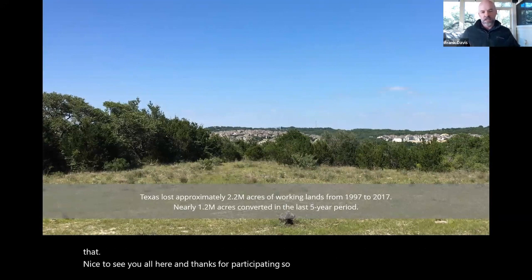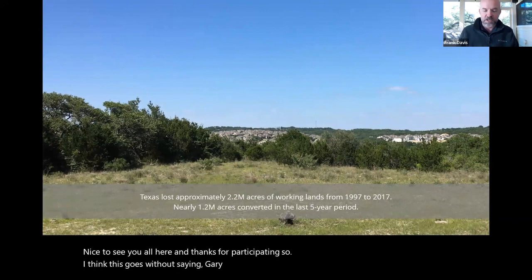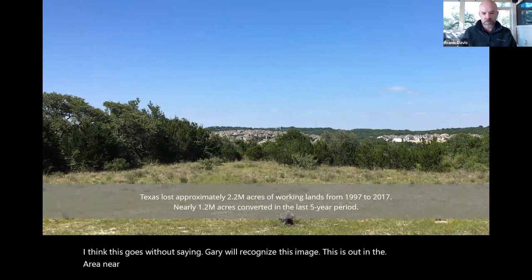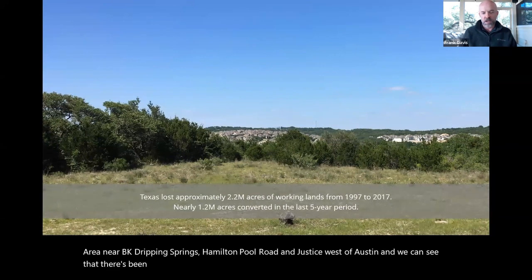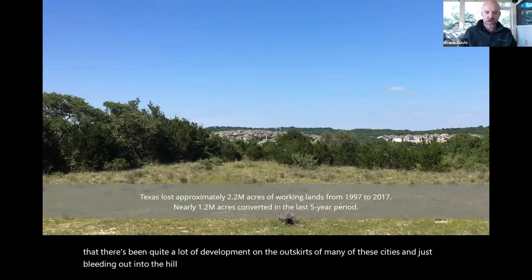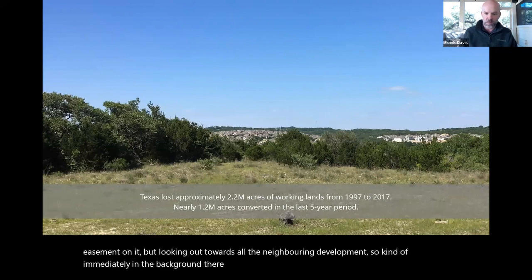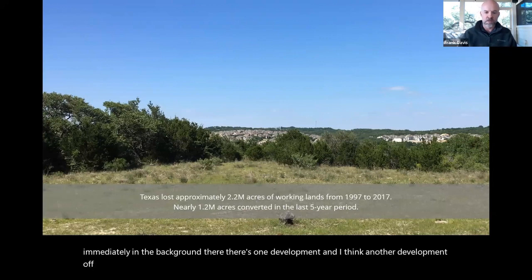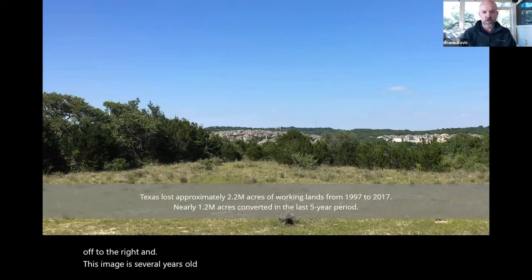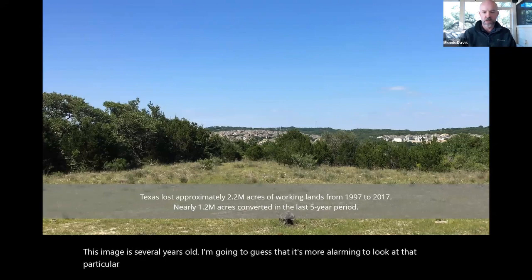So I think this goes without saying. Gary will recognize this image. This is out in the area near Bee Cave, Dripping Springs, Hamilton Pool Road, and just west of Austin. And we can see that there's been quite a lot of development on the outskirts of many of these cities and just bleeding out into the hill country. So here we are looking out from a ranch with a conservation easement on it, but looking out towards all of the neighboring development. So kind of immediately in the background there's one development, and I think another development off to the right. And this image is several years old. I'm going to guess that it's more alarming to look at that particular view today.